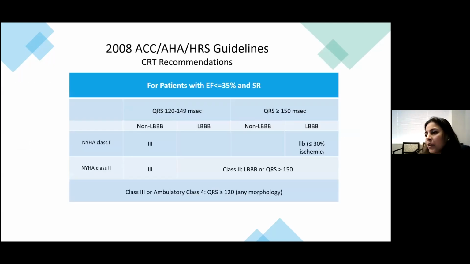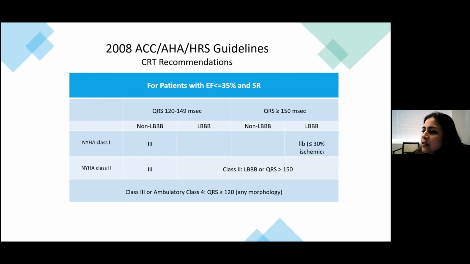CRT guidelines become a little bit more tricky, and this is a helpful table to understand it in a little bit easier way. So if the patients have severely depressed EF and they are in sinus rhythm, look at the bottom of the slide. If they are class 3 or class 4 functional class and their QRS is more than 120, any morphology, they'll qualify for CRT.